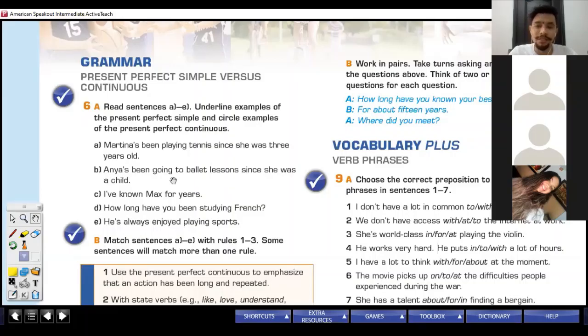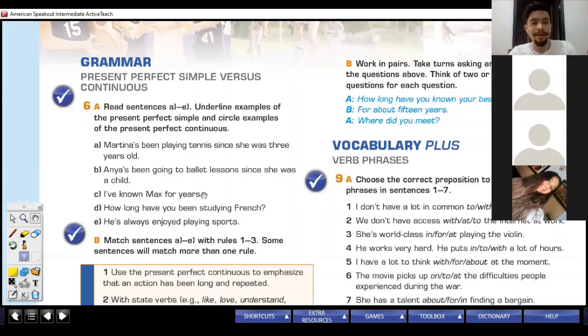Continuous. All right, and is she still going to ballet lesson? Yes. Great. Now I have known Max for years. Present perfect simple. Great. Present perfect simple.